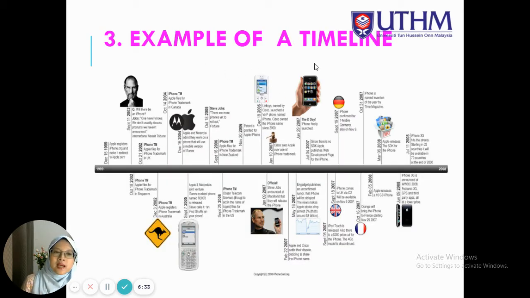Example of a timeline, as you can see here. It is very chronological, and you can see it states the years here, 1999, ending with 2008. So the timeline here is between 1999 and 2008, and it is about, for example, technological advancement: who created it, how it developed, which country, and so on.